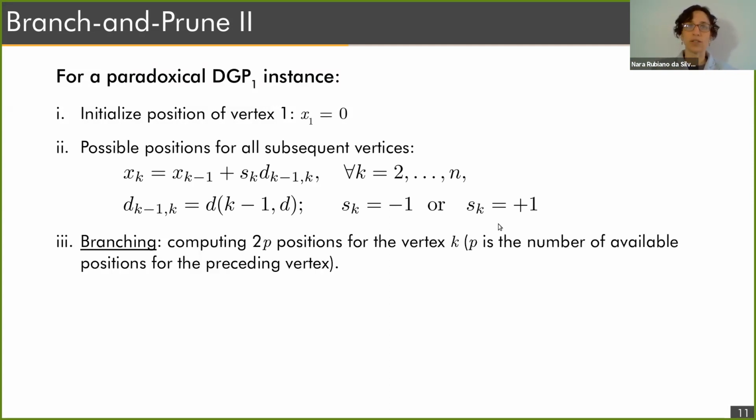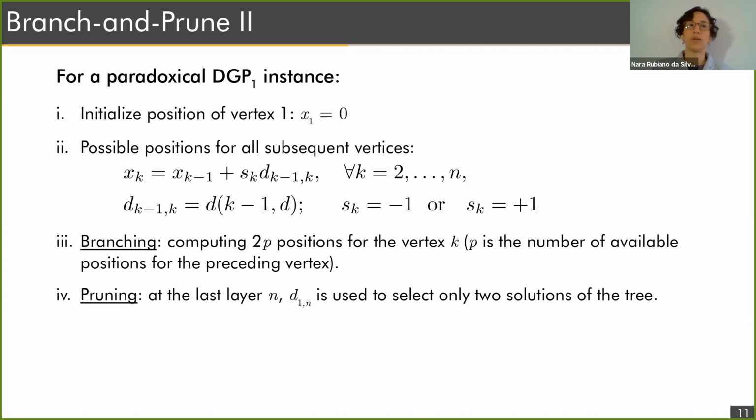So the branching part of the algorithm will consist of computing two new positions for each preceding vertex position, as I showed you in the cartoon. The pruning part will be applied at the last layer, and there the last distance information, the distance between the first and the last vertex, will be used to select only two solutions of the tree.